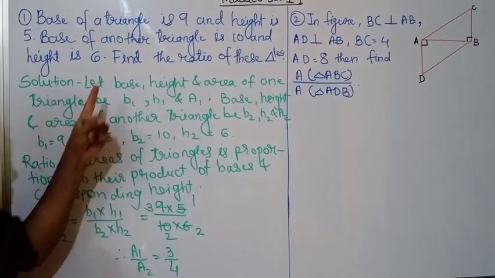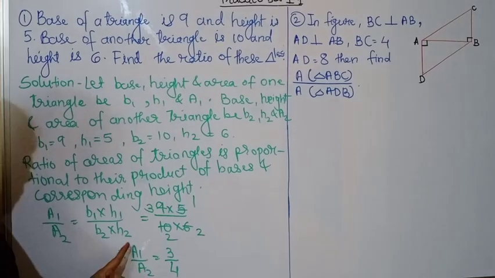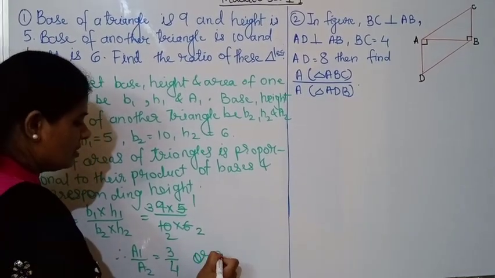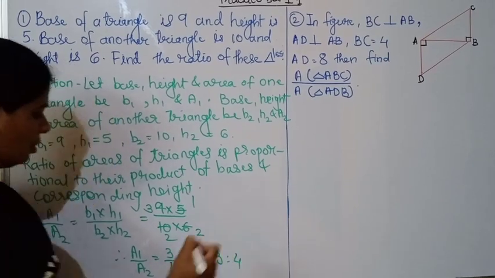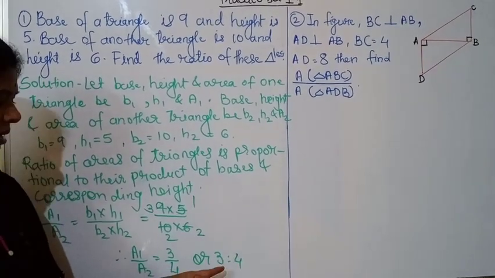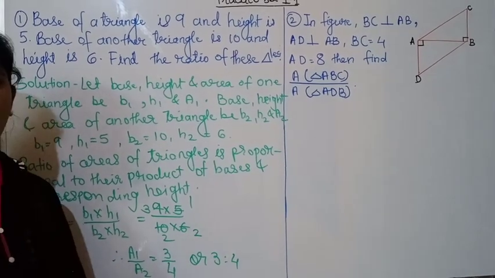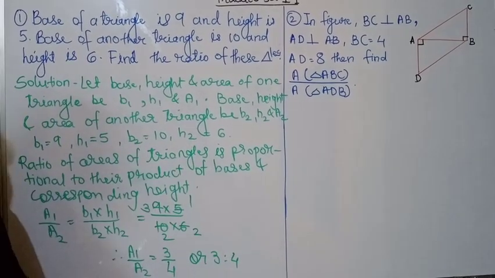Okay. So what is the ratio of the triangles? Ratio of the triangles is 3 upon 4, or also we can write it as 3:4. Okay. So the ratio of the triangles is 3:4. A1 is to A2 equal to 3:4. So in this way we can solve the problem.